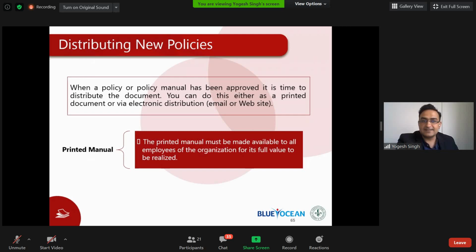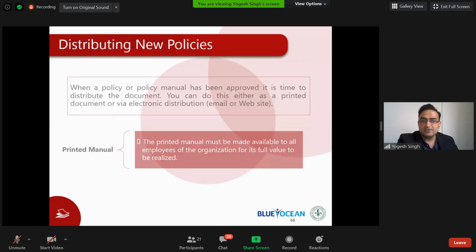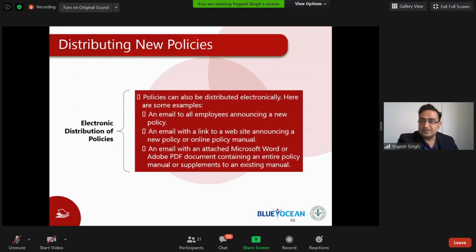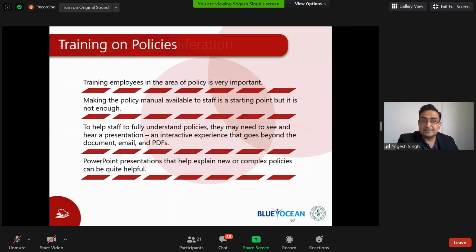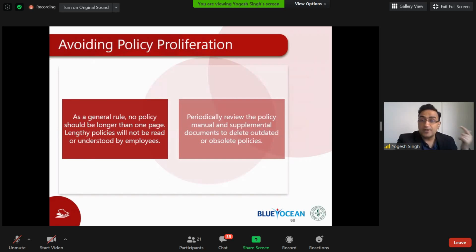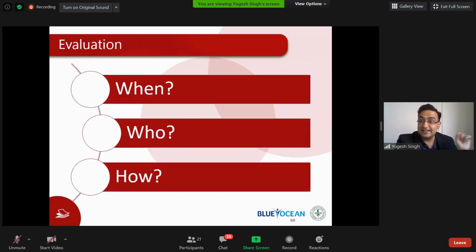So like we discussed, you can use printed manuals, you can use PDF files, then you can use trainings. Avoid policy proliferation. What does it mean? The policy should not be longer than a page. Lengthy policies will not be read or understood by the people. Keep on deleting the obsolete policies. Don't have duplicated policies in the company.